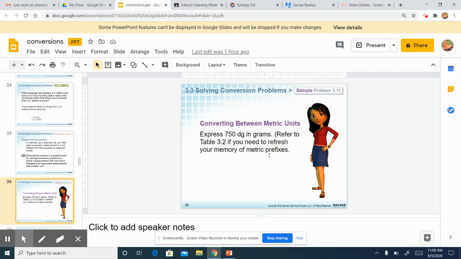Okay, here's an example to convert between metric units, and that's what you're going to do for a little practice today. So it says express 750 decigrams to grams. Refer to table 3.2 if you need to refresh your memory of metric prefixes. And you can look at that in the textbook if you need to, or you can look back at the notes that are also on Google Classroom.